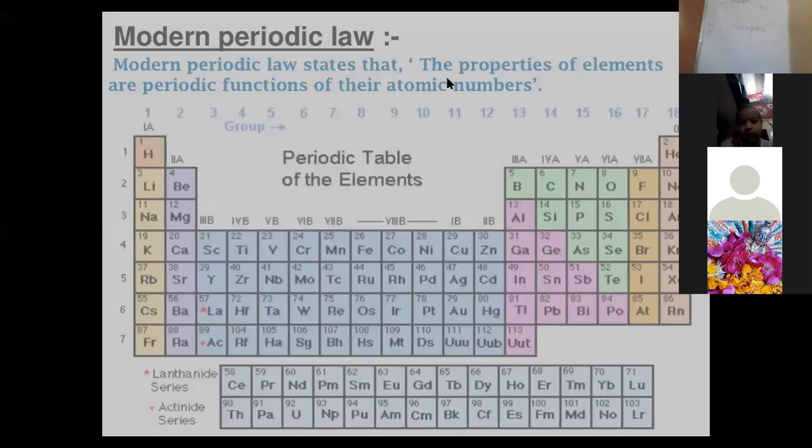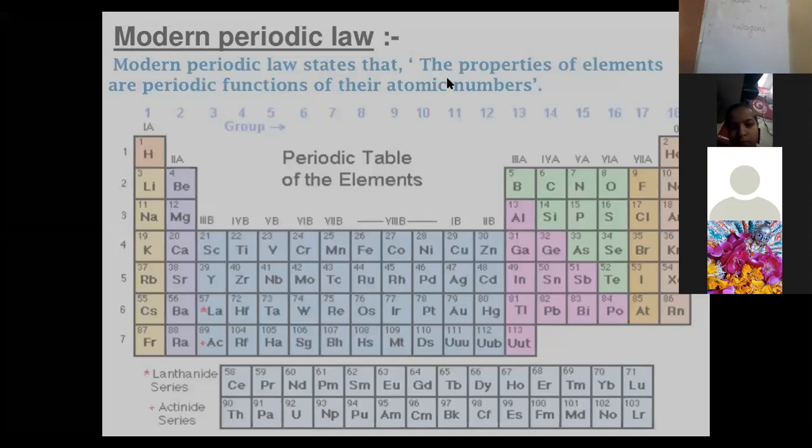Those elements which lie on the left side are metals, and those which lie on the right side are non-metals. Those which lie in between and have been highlighted with pink are called metalloids, that is semi-metals, which show the properties of both metals as well as non-metals. So these were the characteristic features of the modern periodic table.